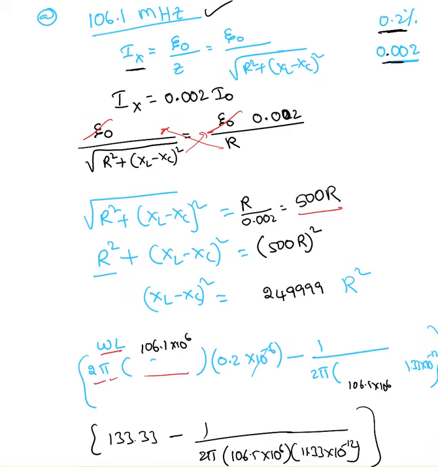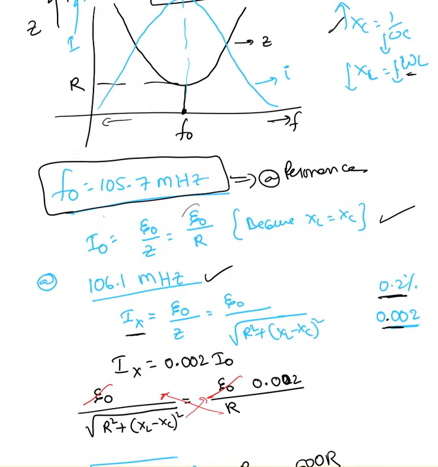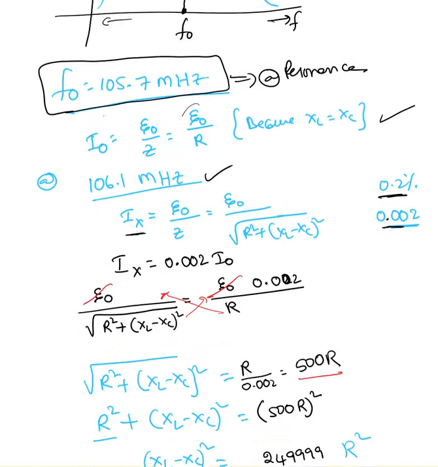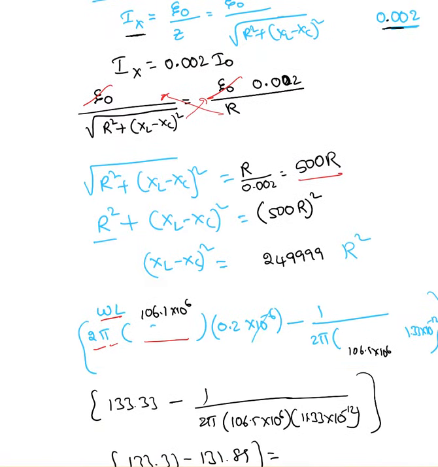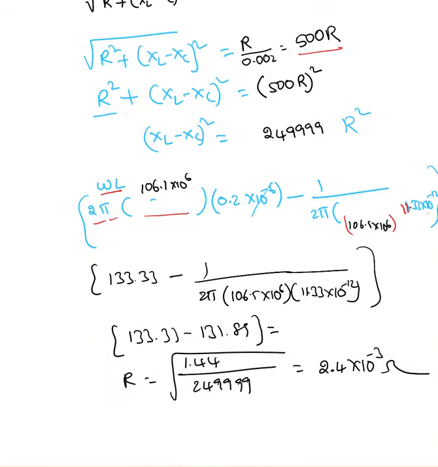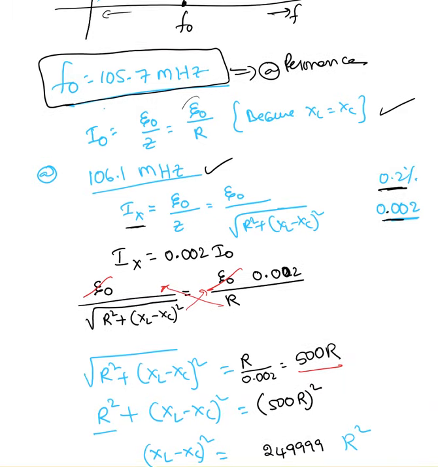Now I'm going to substitute XL, which is omega L, which is 2 pi times 106.1 megahertz times L, and XC is 1 over 2 pi times 106.1 times 10 to the power of 6 times C. The C value is what we just found, 11.336 picofarad. So we substituted those values. After solving this, I end up with a resistance value of 2.3 milliohm. That's the resistance value needed for this RLC series circuit.